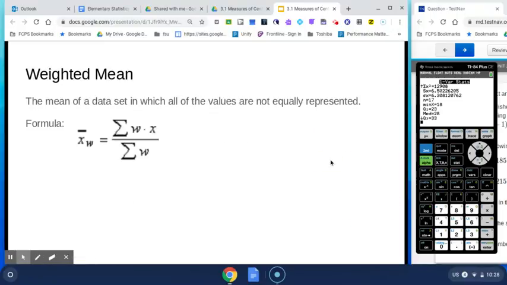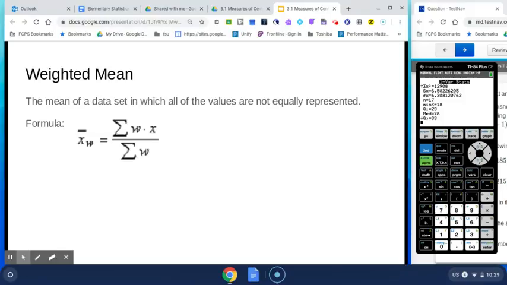Okay, the next thing we're going to cover is what's called the weighted mean. And it's the mean of a data set in which all of the values are not equally represented. So there's a formula that's on your formula sheet that we're going to be using to find this weighted mean. We're going to take the weights times the x values, sum those together. This Greek letter sigma stands for the sum of w times x, or the weights times the data values. And then we divide by the sum of the weights.